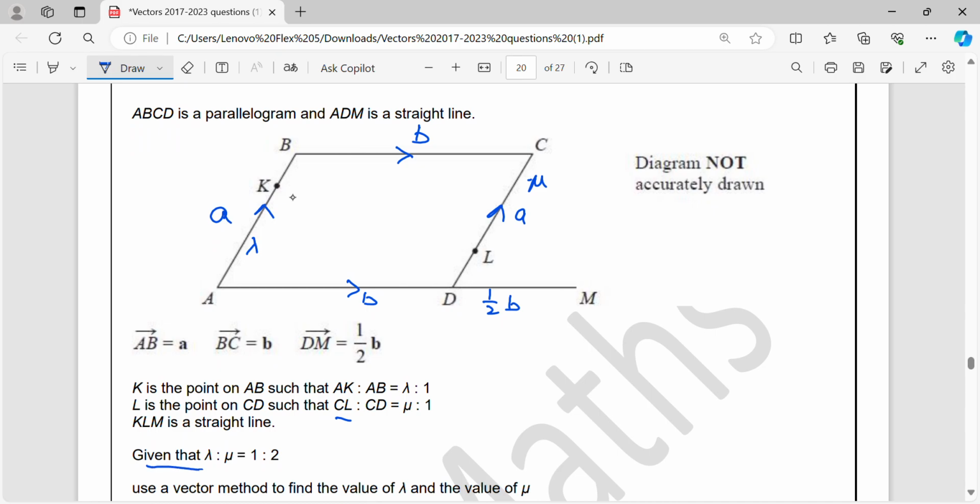Given that lambda ratio nu equals 1/2. I can write it as a fraction, lambda over nu equals 1/2, and I can find the value of lambda. That is 2 lambda equals nu. So nu equals 2 lambda. All right. Next.